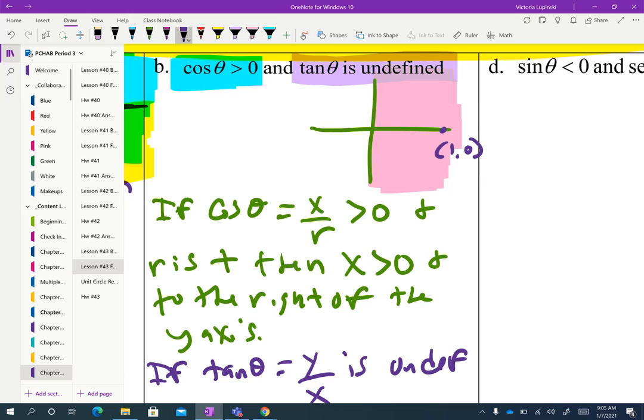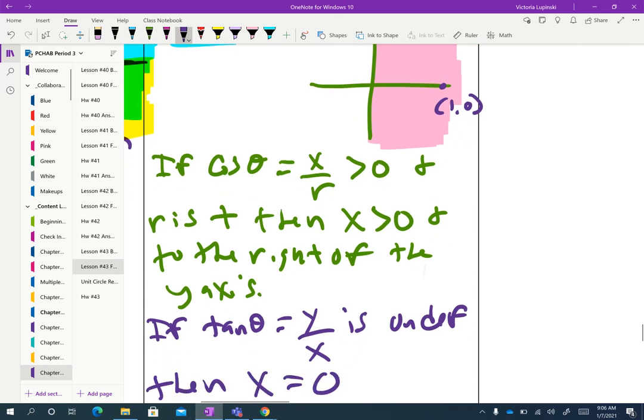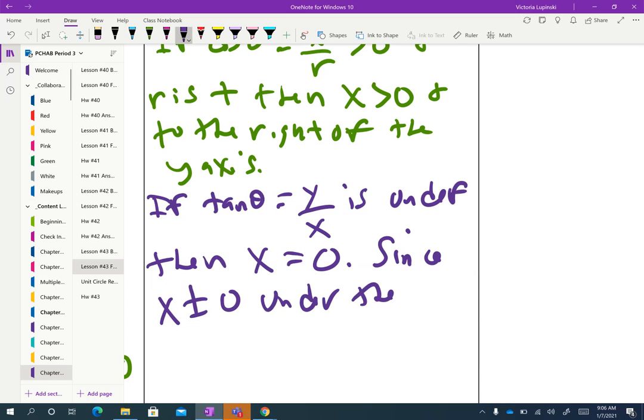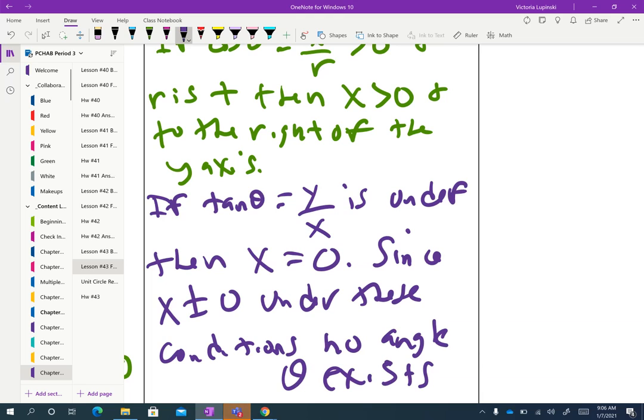Remember, if you were over here, this would be 1, 0. But because of the fact that the x is talking about the length of the radius that's turning, it's not possible. So that's what we're going to go ahead and say. So if the tangent of theta equals y over x is undefined, then x equals 0. Since x cannot equal 0 under these conditions, no angle theta exists. So sad but true.